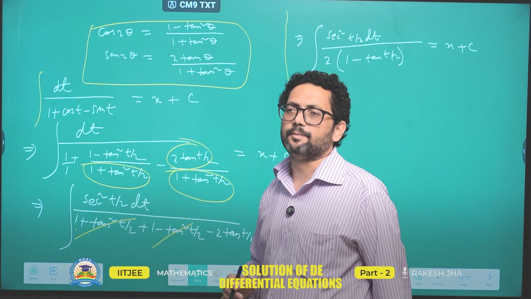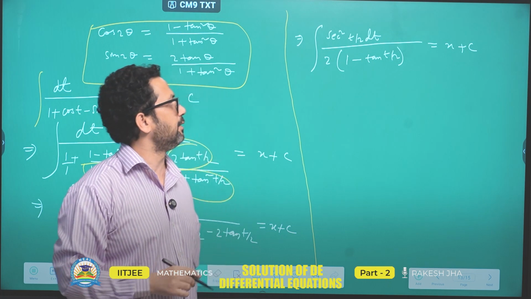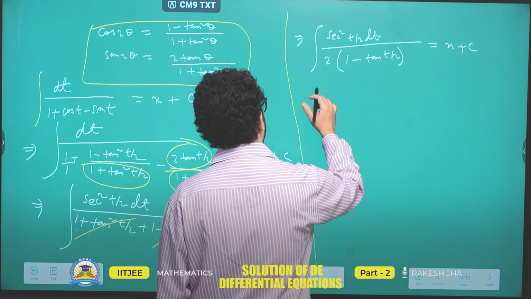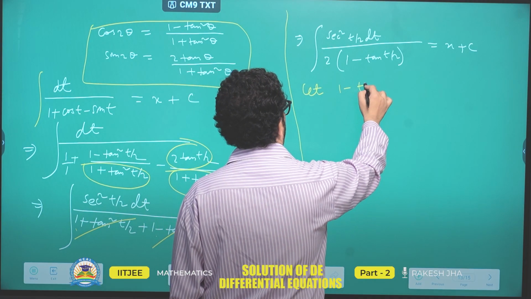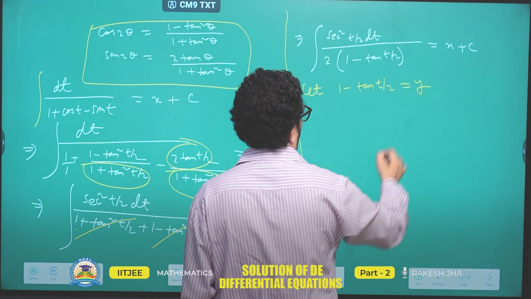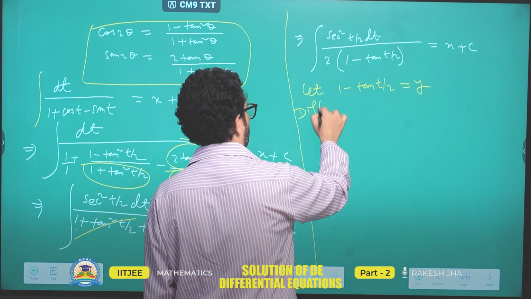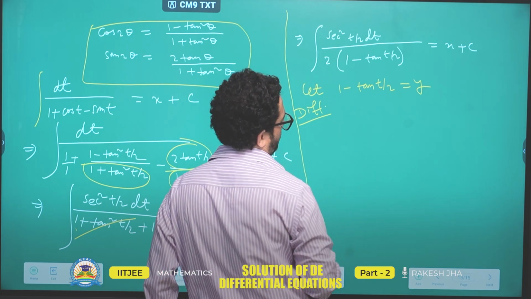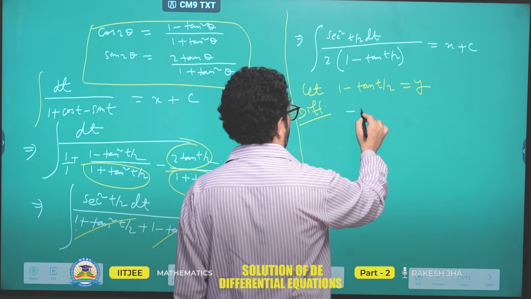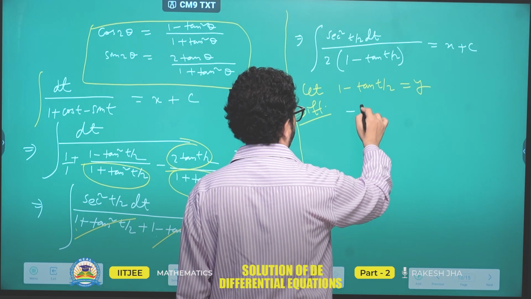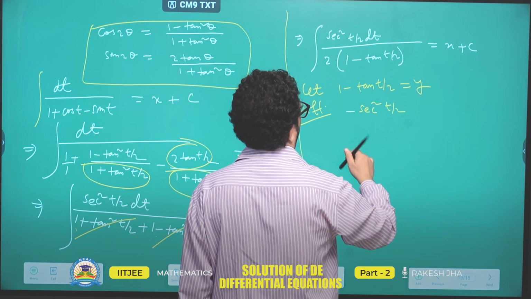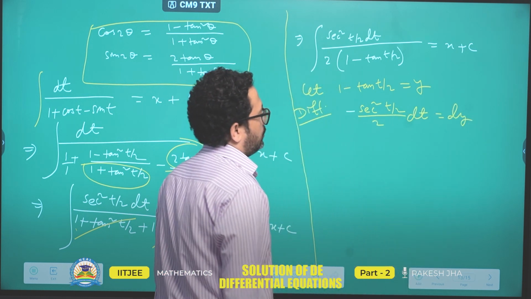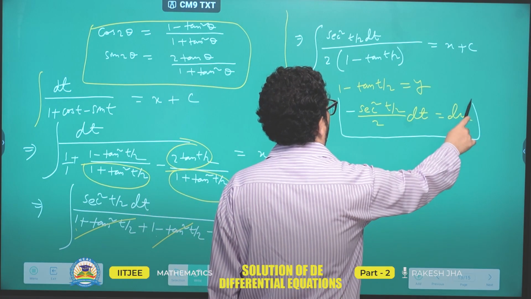Now this function has become integrable, so if we want to integrate, we can substitute the denominator. Let 1 minus tan t by 2 be equal to y. Differentiating both sides, 1 differentiation is 0, so it would be minus secant square t by 2 upon 2 dt is equal to dy. Now this substitution we are going to put in here.